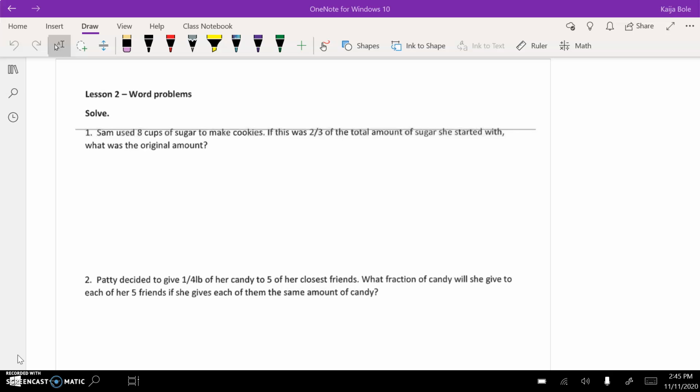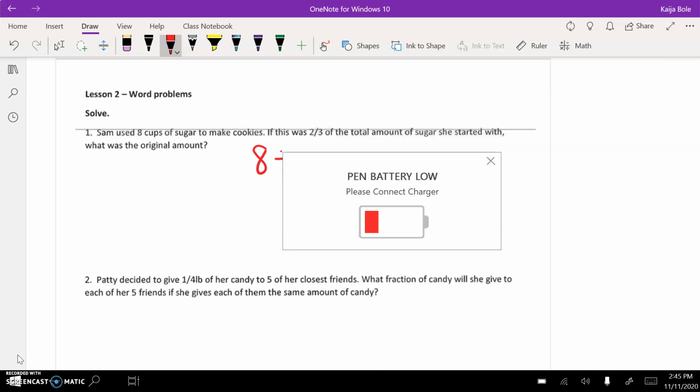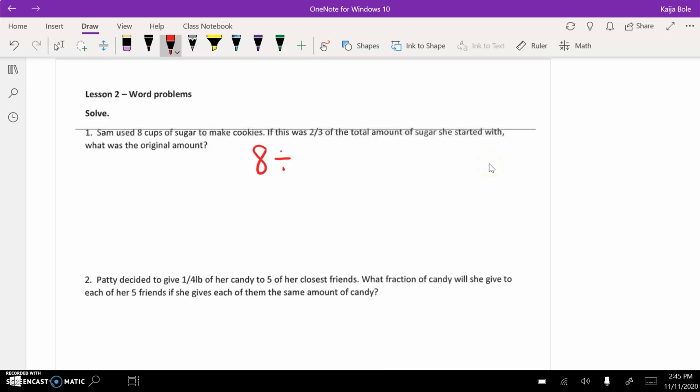And for some of us, it's just going to take a little bit of remembering how we have to set up the problem. For some of you, it might make a little more sense. It depends where you are. So we have 8 cups, right? She used 8 cups. So we start with our 8 and we are dividing it. This was 2/3 of the total amount of sugar she started with. So we're going to be doing 8 divided by 2/3.